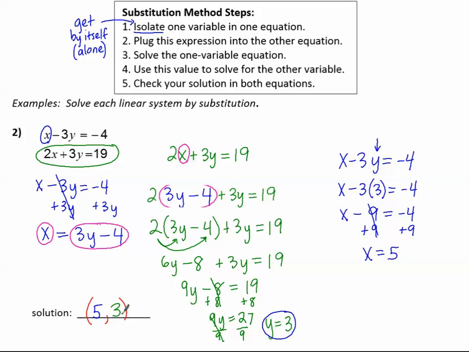Finally, we want to make sure we're correct, so our last step is to check our solution in both equations. Remember how I showed you the fast way on the calculator? That's how we could do it if we had a calculator. Otherwise, we could plug it in and number crunch by hand.